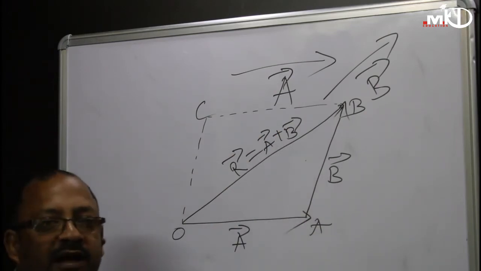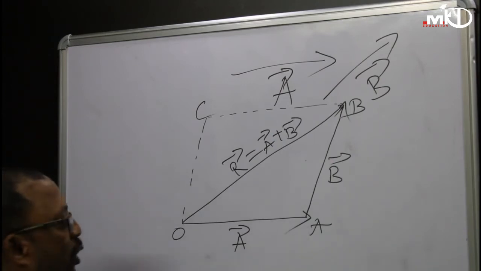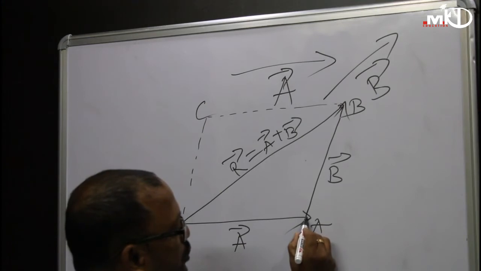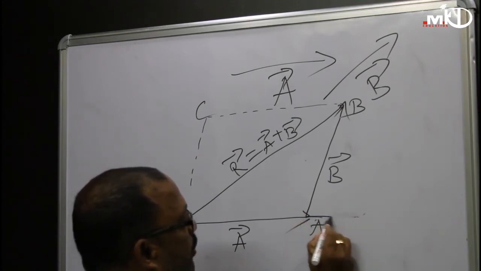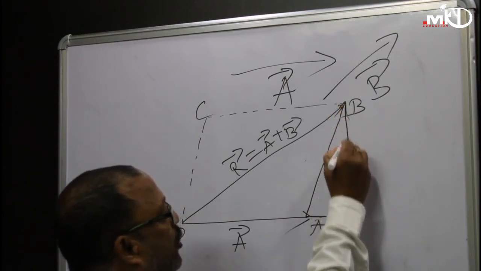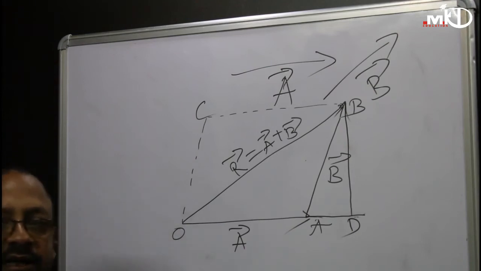Now we will switch over to the mathematical representation, or derivation, of this law. Produce OA, and draw a perpendicular from B on the produced OA, which meets at D.